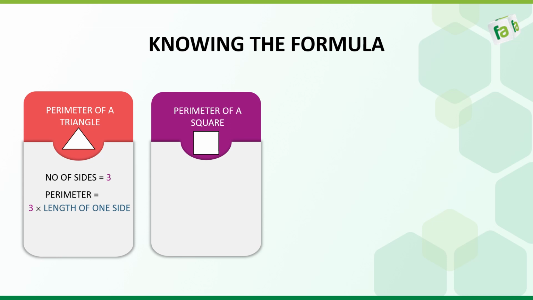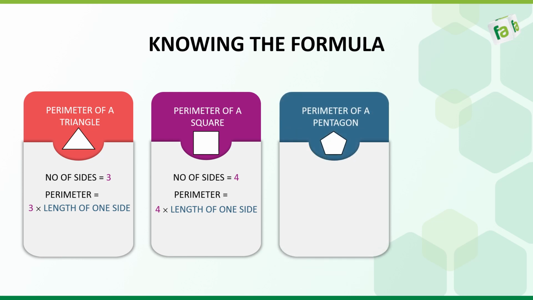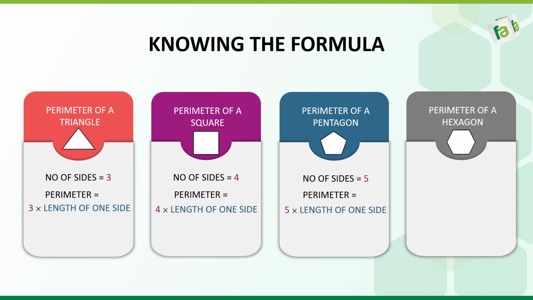For square, number of sides is equal to 4. Perimeter is equal to 4 multiplied by length of one side. For pentagon, number of sides is equal to 5. Perimeter is equal to 5 multiplied by length of one side. For hexagon, number of sides is equal to 6. Perimeter is equal to 6 multiplied by length of one side.